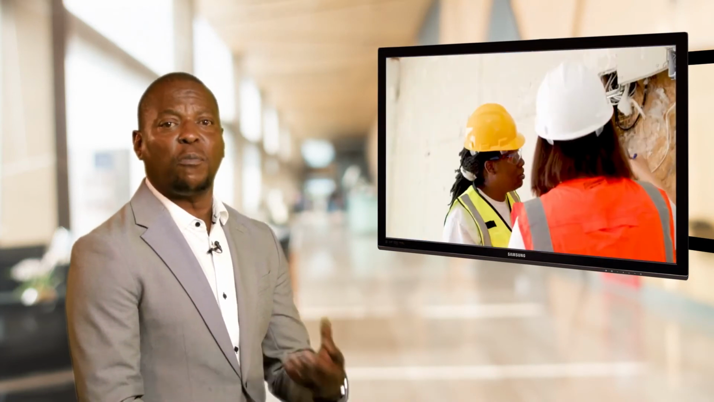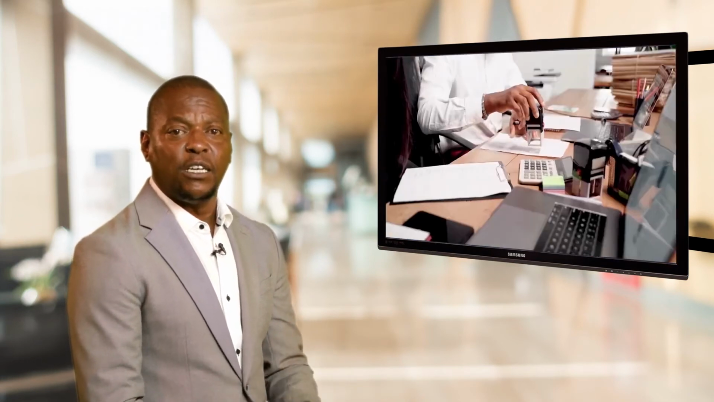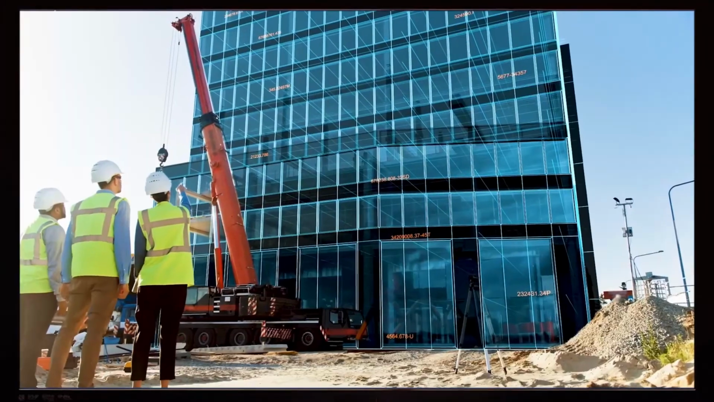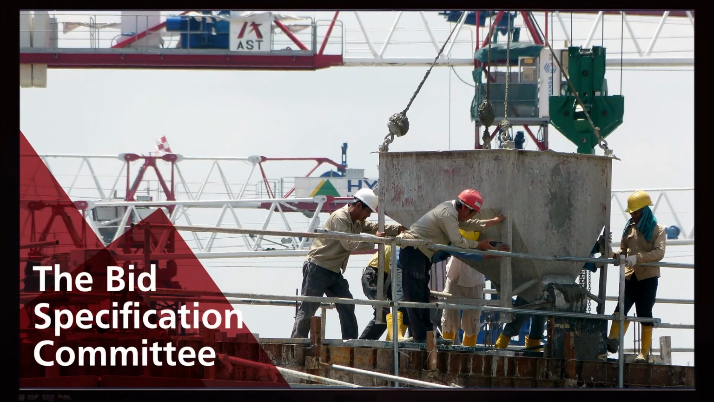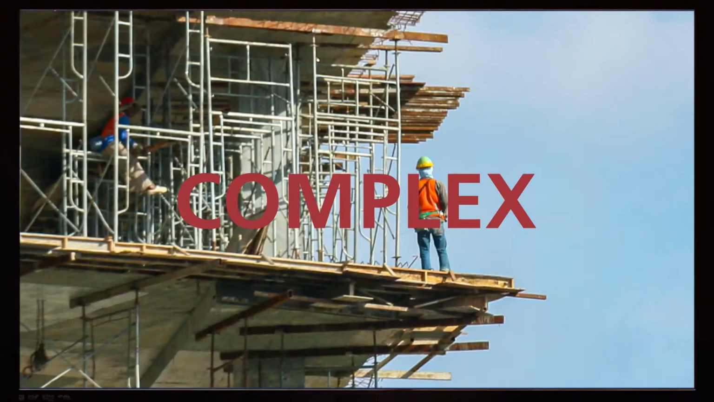The value of a project does not determine whether a project is simple, complex, or specialized, and therefore cannot be used as a reason to apply functionality as a criterion for tender evaluation. The Bid Specification Committee must determine whether the construction works is simple, complex, or specialist.